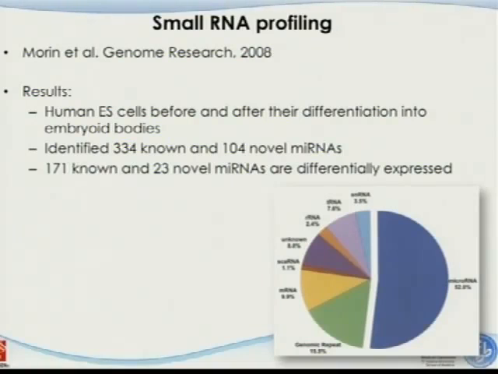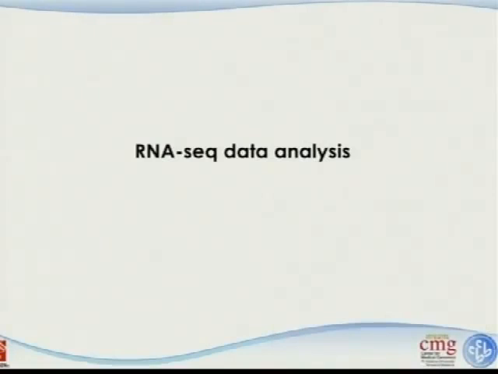And they identified 334 known and 104 novel microRNAs, and some of them are differentially expressed. So nothing too unique about this study, but just to tell you that using RNA sequencing technology, we can identify novel small RNAs, which is important for a lot of applications. Before we get into analysis, there's another application that I haven't prepared slides on: RNA editing is another thing that is potentially important, and only with RNA sequencing technology should you be able to identify that.